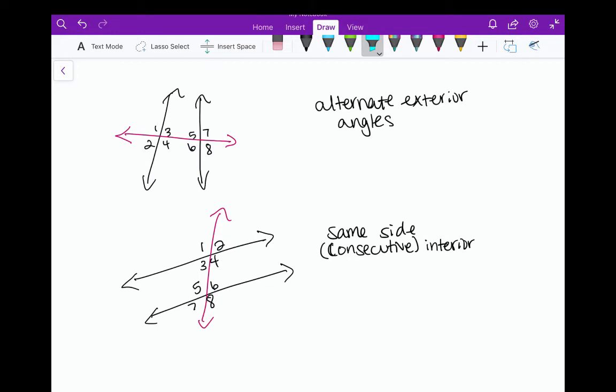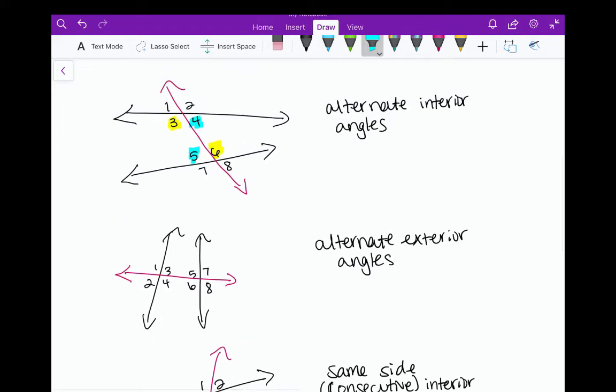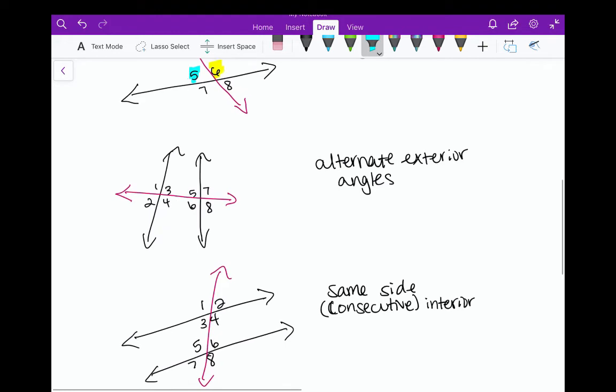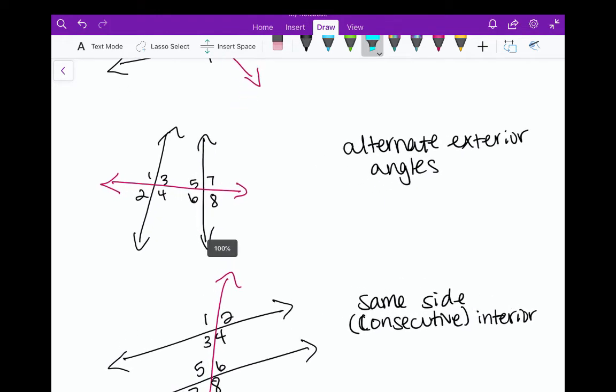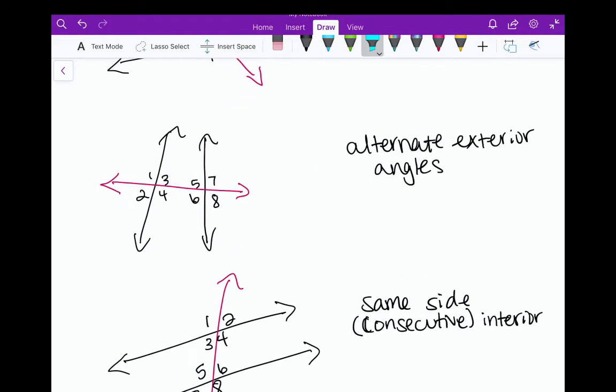Alternate exterior angles. Now look, this picture looks a little bit different. The transversal is now more horizontal, whereas in the previous examples, the two coplanar lines were more horizontal and the transversal was more vertical. So I flipped it around on you. This purple line is still the transversal. Alternate exterior means it's going to be outside the transversal, meaning on opposite sides of the transversal, and it's going to be exterior on the two lines that the transversal intersects.